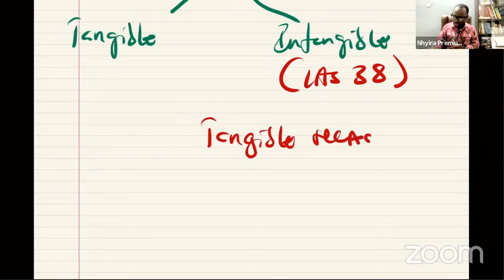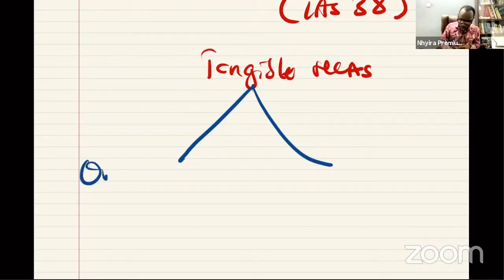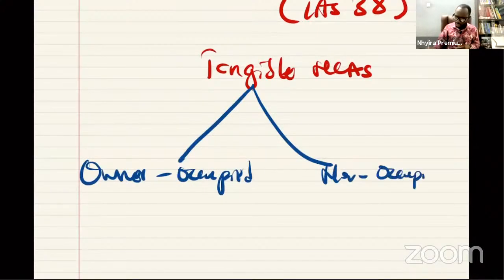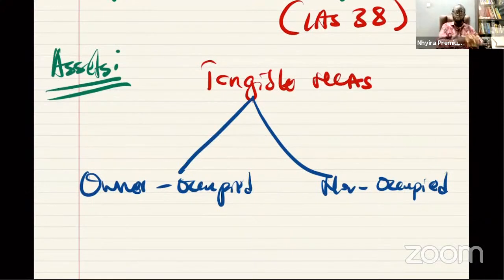Tangible non-current assets can also be categorized into two: the owner-occupied non-current assets, and the non-owner-occupied non-current assets. Now, note that as per the conceptual framework, you must understand a couple of terminologies when dealing with accounting standards in general. These include what is an asset, what is a liability, what is an expense, what is income. I'll just share my thoughts with you on assets. In simple language, assets are resources controlled by an organization as a result of past events from which future economic benefit flows to the entity.